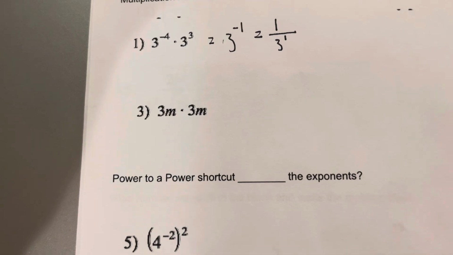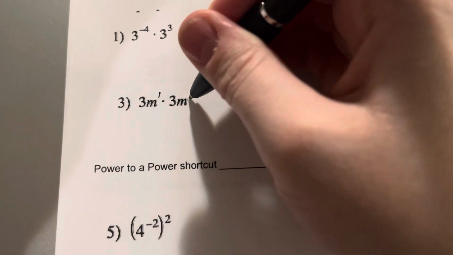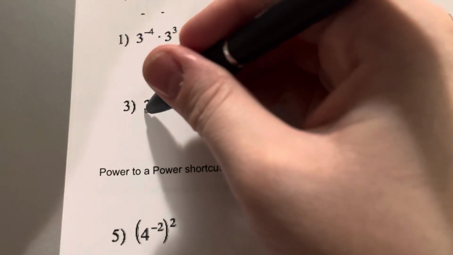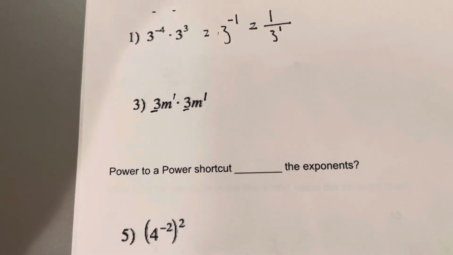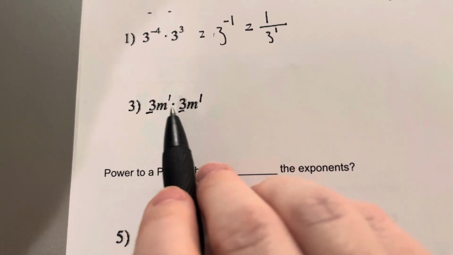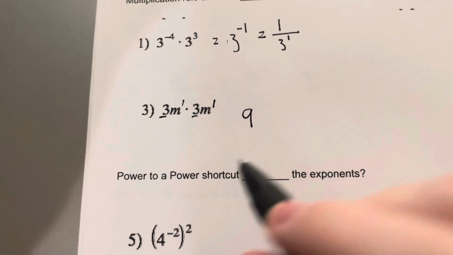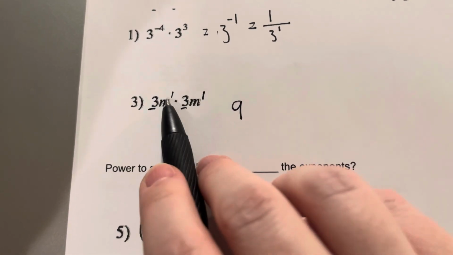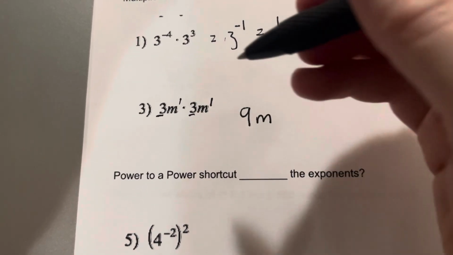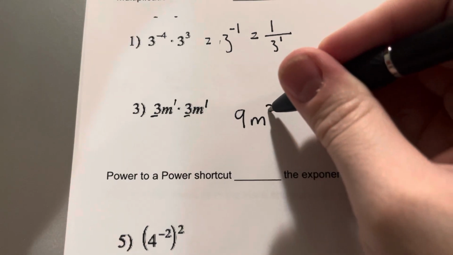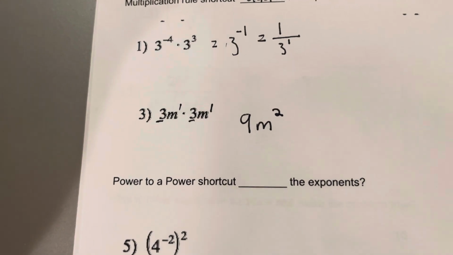Now we're ready to look at number 3. Number 3 has the case of the hidden ones. There are ones there. We also have some numbers out in front. Remember, we have to deal with the numbers out in front, just like regular multiplication. 3 times 3 gives me 9. And then I can do the adding rule with the exponents. Keep the base of m and add 1 plus 1 is 2. That's a positive exponent, so I don't have to do anything.